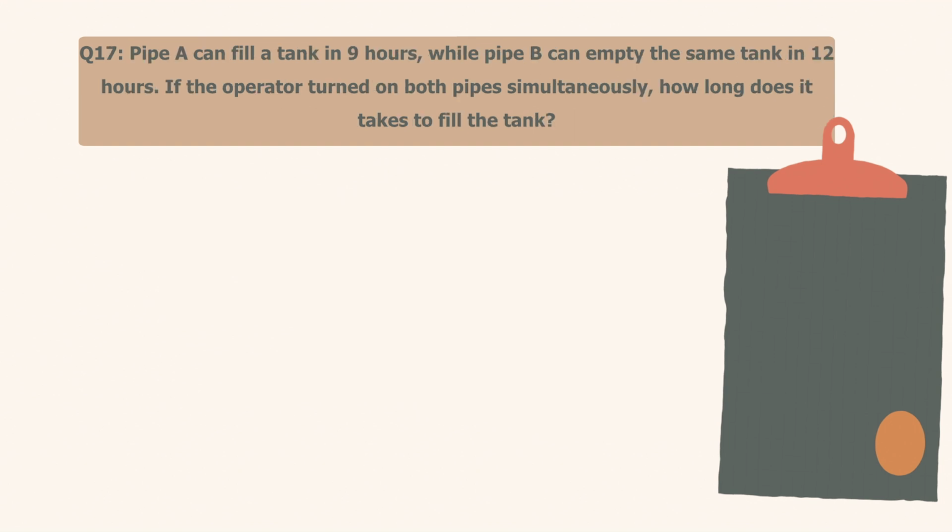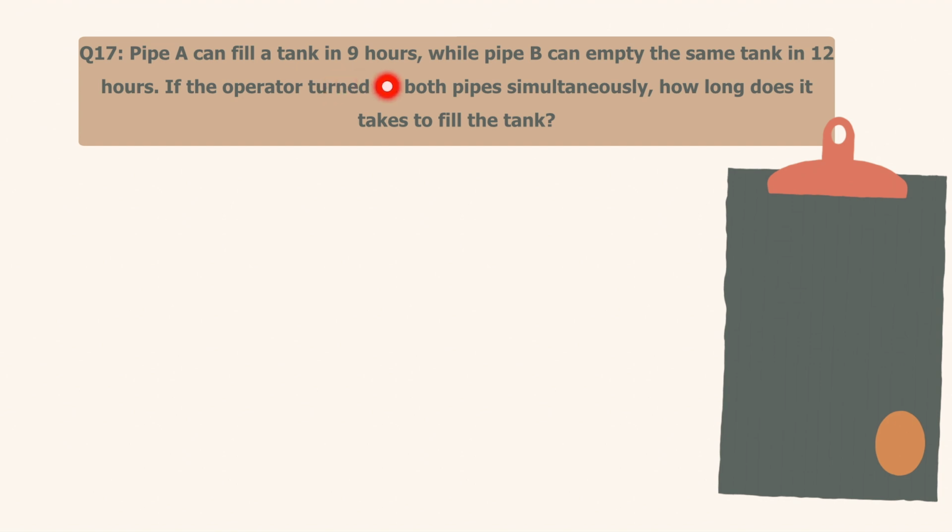I am moving on. Pipe A can fill a tank in 9 hours, while pipe B can empty the same tank in 12 hours. If the operator turned both pipes on simultaneously, how long does it take to fill the tank? Here also you should use the same trick. Okay, for those of you who want to solve, please pause and solve. See, the same trick you can use. Pipe A fills it in 9 hours, B empties in 12 hours. So please tell me whether it gets filled up or emptied.